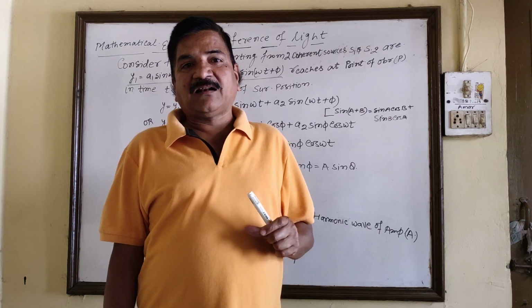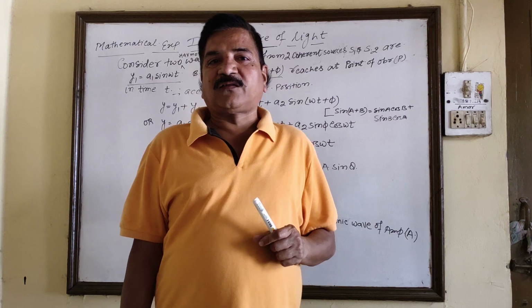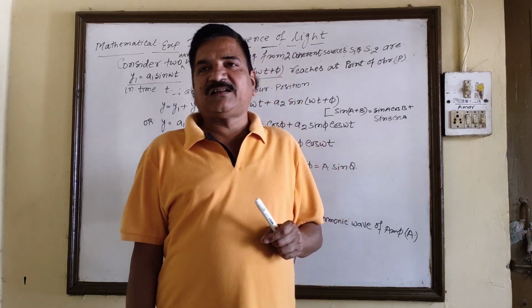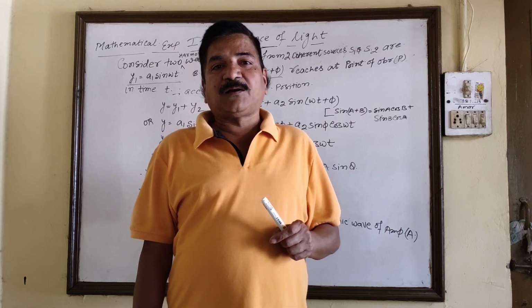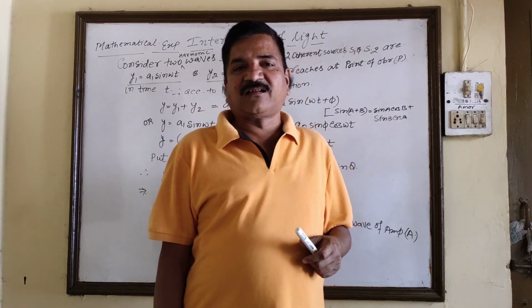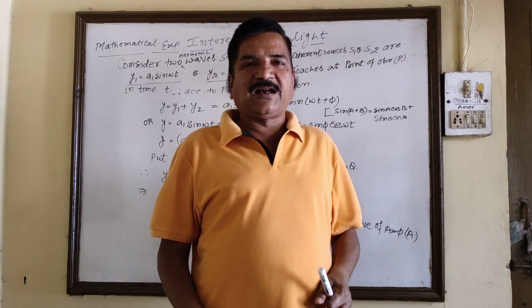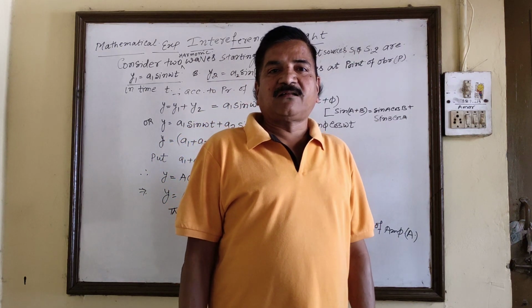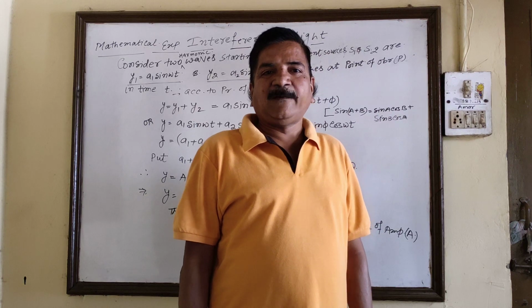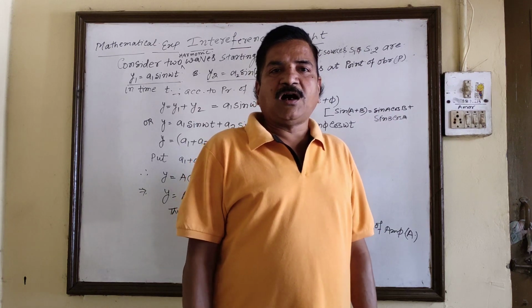light are of zero or constant phase difference. Basically, that is known as coherent source of light. But the concept of coherent source of light will be discussed later on. So, as you know, Young's double slit experiment consists of two sources of light. So, let us consider two harmonic waves.